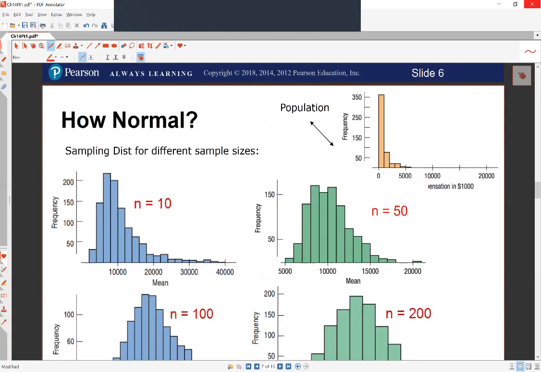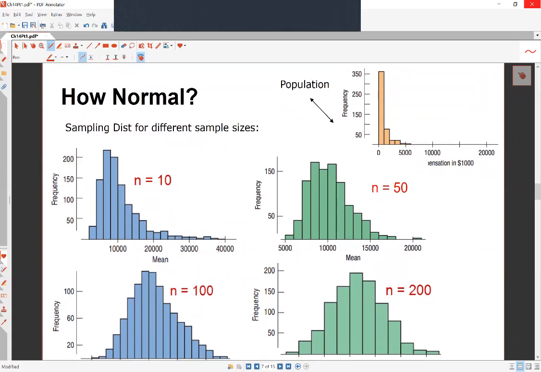So I promised I would illustrate this to you a little bit more. Here in our right top corner, I have an illustration of a population, a very skewed population.